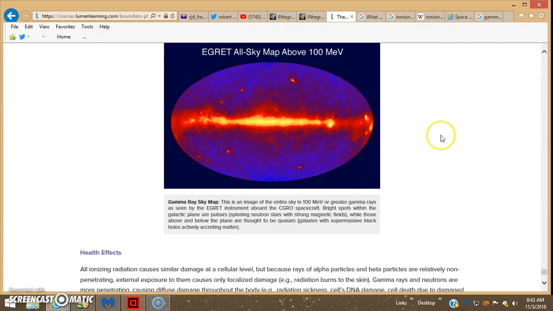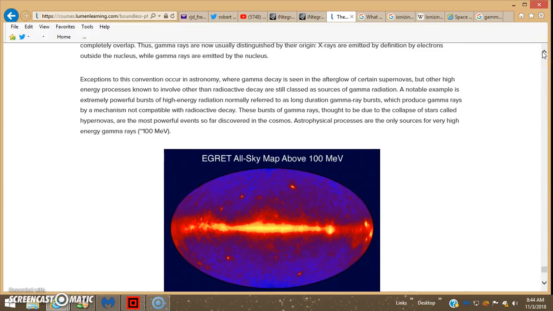And this is a map of, I think, the entire sky, and gamma rays can be detected as high as 100 MeV. That's just like when detecting supernova type stuff.